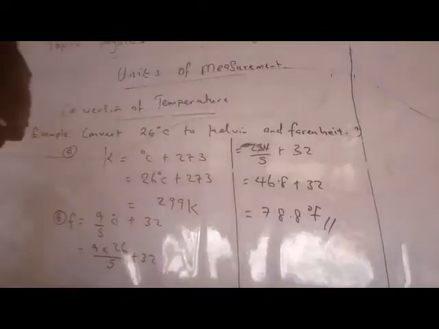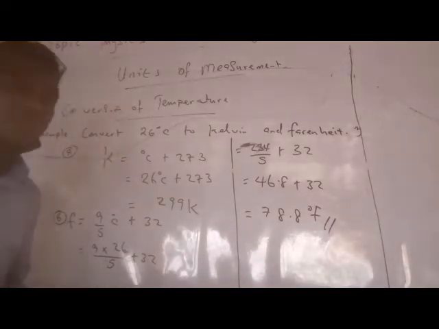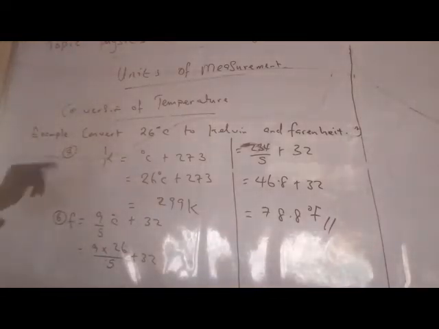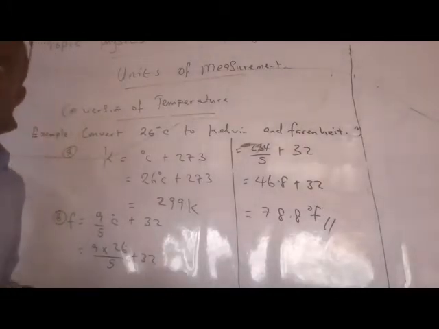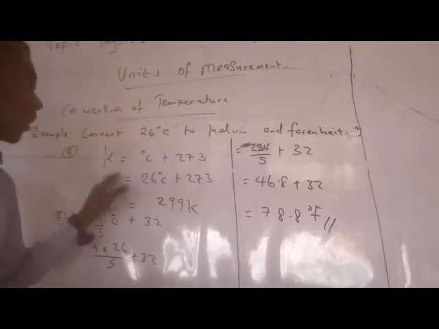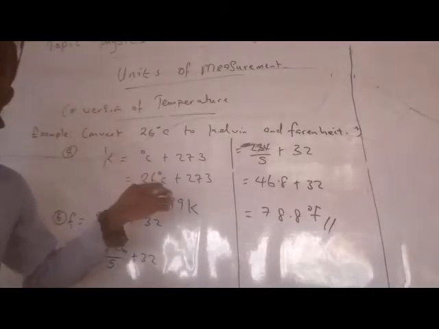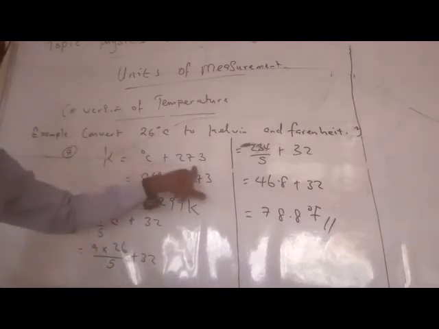So we're going to look at some examples here to give us a better understanding of what I've been talking about. Example: convert 26 degrees Celsius to Kelvin and Fahrenheit. So to convert to Kelvin, what do you need to do? I told you the formula is what? Your temperature in degrees Celsius plus what? 273. So your temperature in degrees Celsius, you add it to 273.